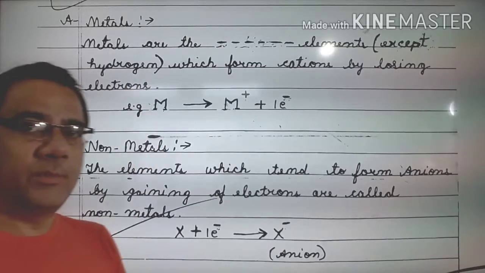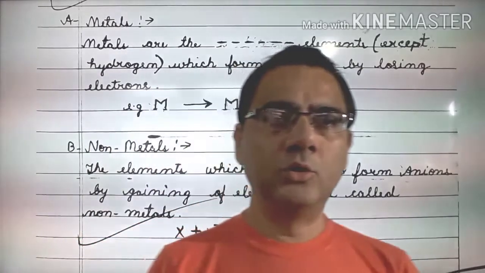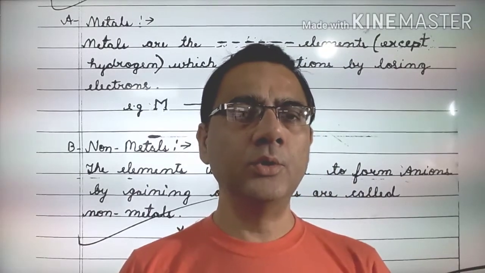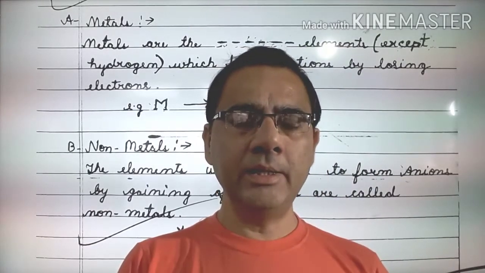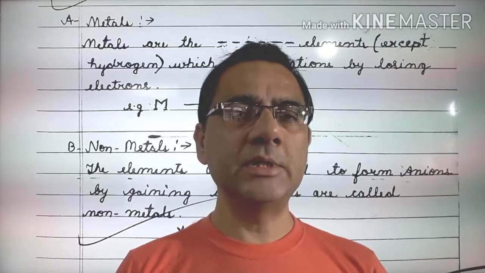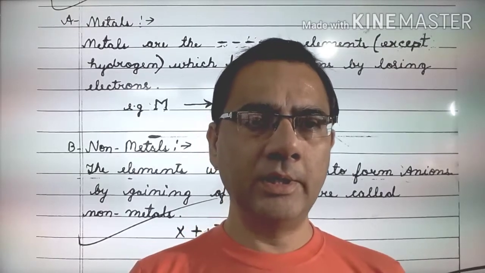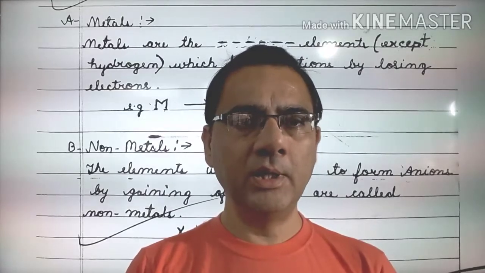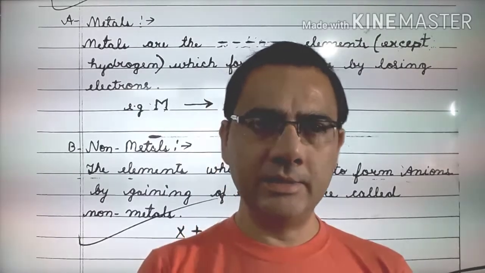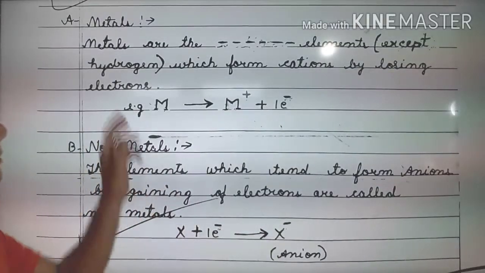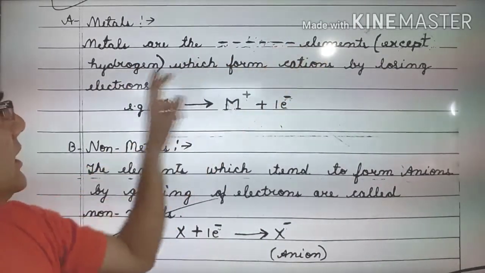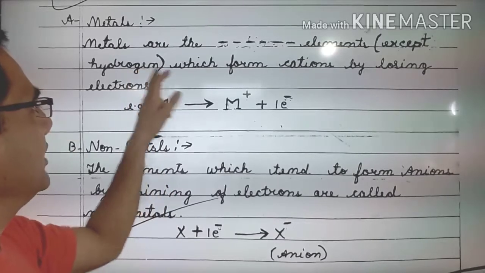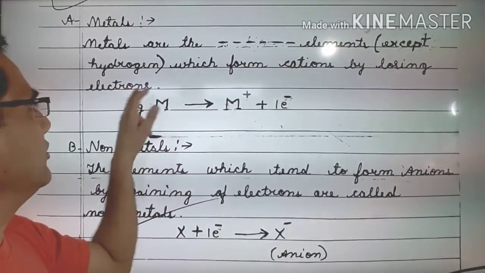What is the definition of a metal? Metals are those elements of the periodic table which have a tendency to lose electrons. Any element which has a tendency to lose electrons, they all are called metals, and this is the definition of a metal. Metals are the elements, except hydrogen, which form cations by losing electrons.